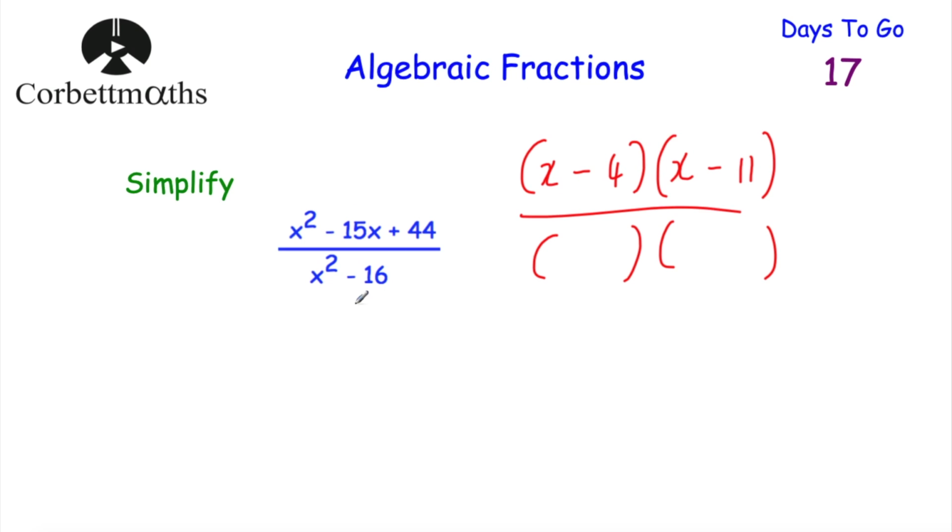Now, if we have a look at the denominator, we've got a difference between two squares. We've got x squared and 16, and we've got the difference between them, the take away. So we're going to do x, and then we're going to square root the 16 and get 4 and 4. And remember, with a difference between two squares, you do one with a plus sign and one with a minus sign.